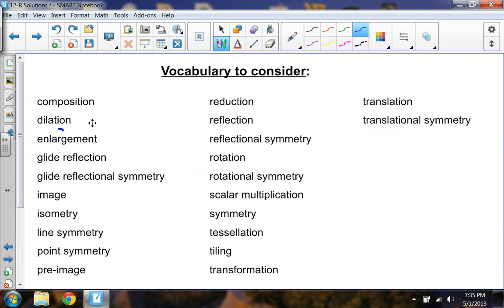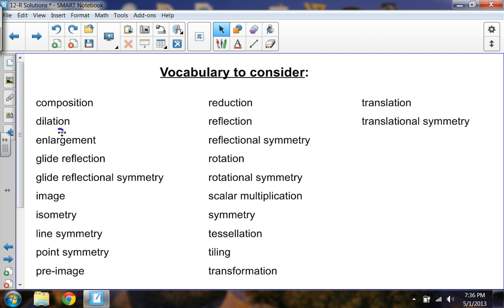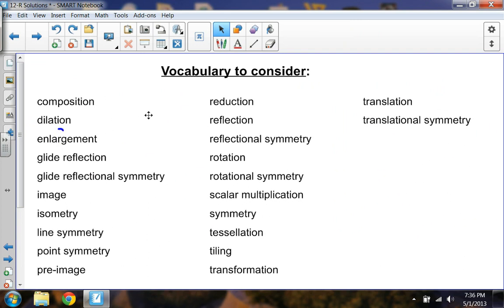Okay, here's some vocabulary to consider. Again, I don't know why this blue thing's here. Maybe I can delete it. It's just there. I can't move it or anything. I can move everything else but it.